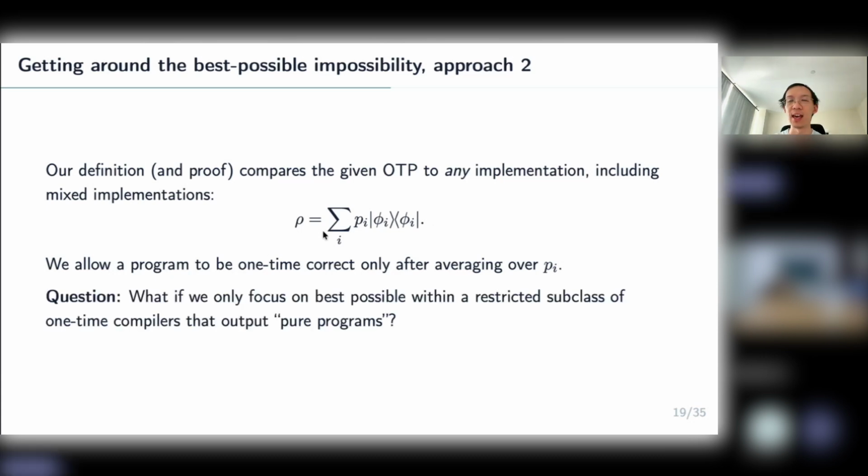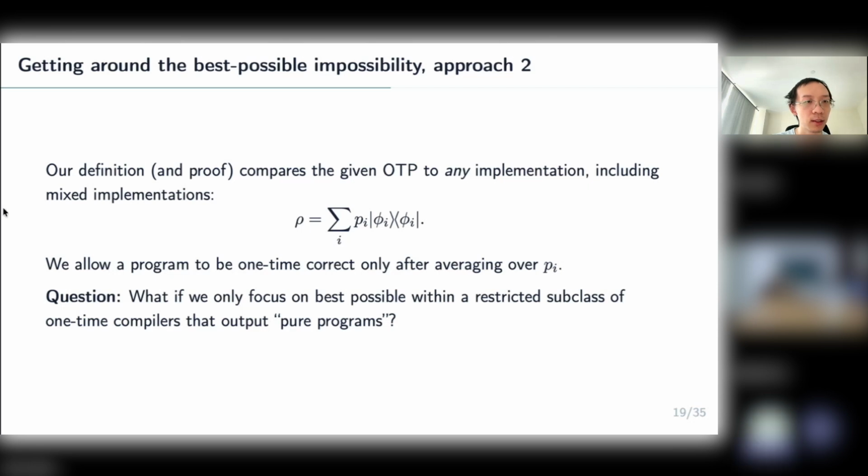Okay. And maybe you can ask this somewhat natural question, which is: can we get around the impossibilities by considering, instead of every possible efficient implementation, what if we just focus on one-time compilers that morally only output pure program implementations rather than mixed implementations? Can we get around the impossibility that way?